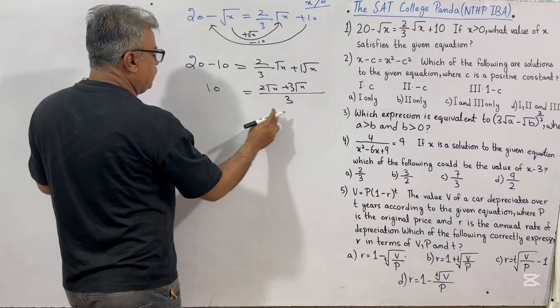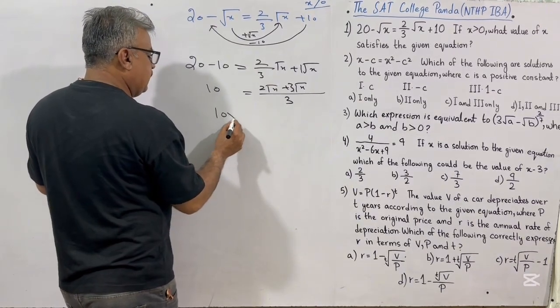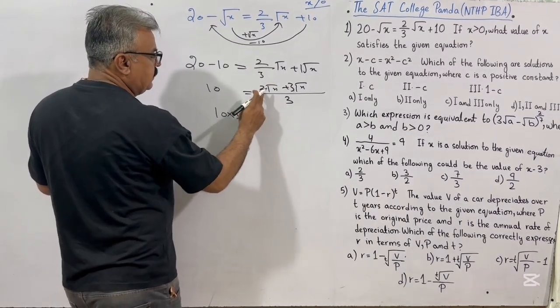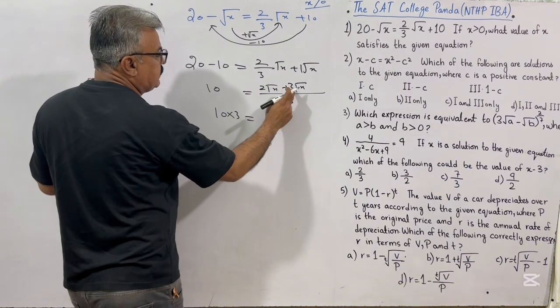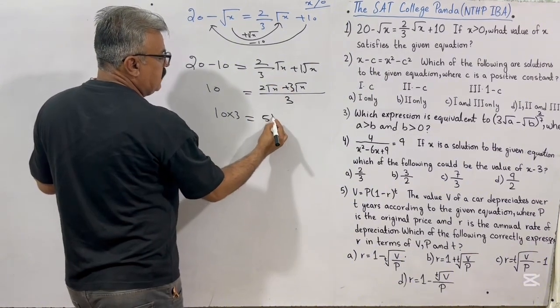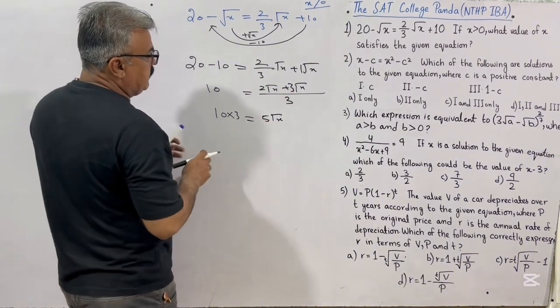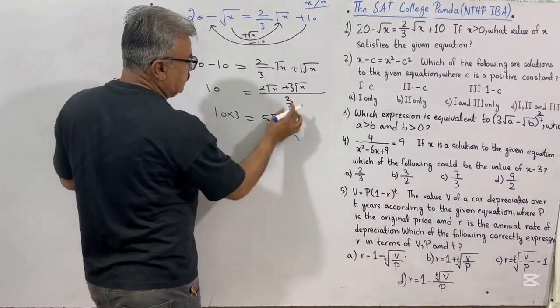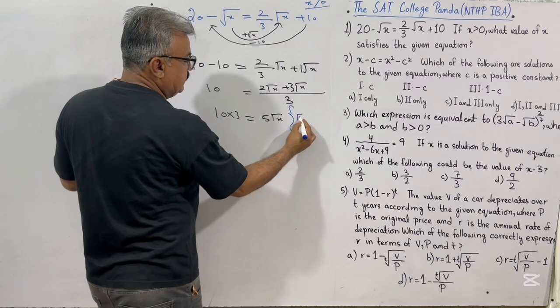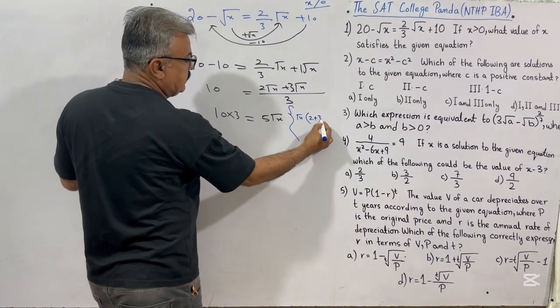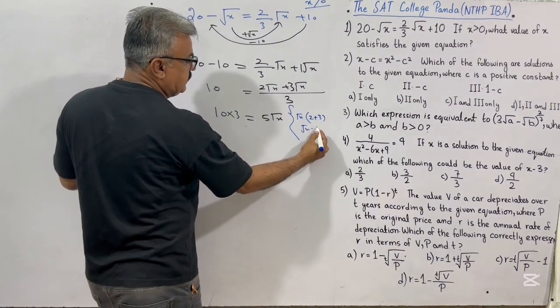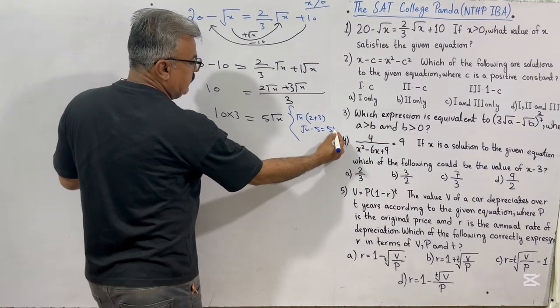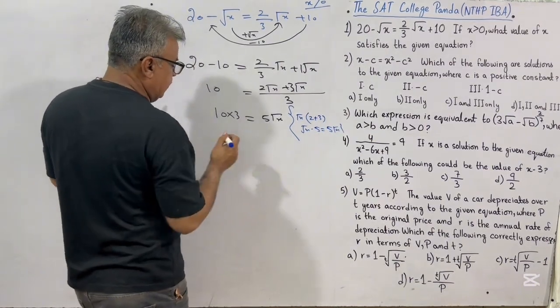Shift 3 from division to multiplication, from right to left. 10 times 3 is equal to 2 times root x plus 3 times root x. It will become 5 times root x. Or one can comprehend the situation by taking root x common: we have 2 plus 3 root x, it is our 5. One can write 5 times root x.